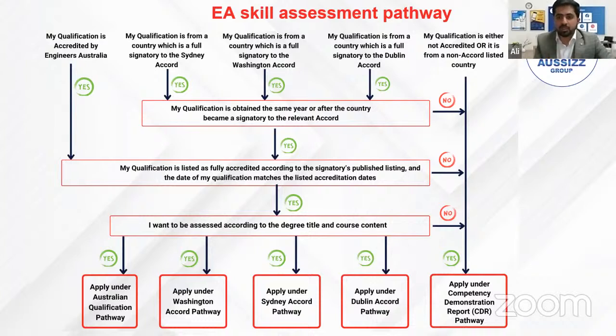Now, as I mentioned on the previous page, with occupations, there are a few occupations, like, for example, civil engineering draftspersons. You can also get assessment under that through the same pathway if you have done a relevant diploma. Okay. Now, this is all about Engineers Australia. If you have any questions about it, you can write in the comment section and I will be answering those questions at the end of this meeting.